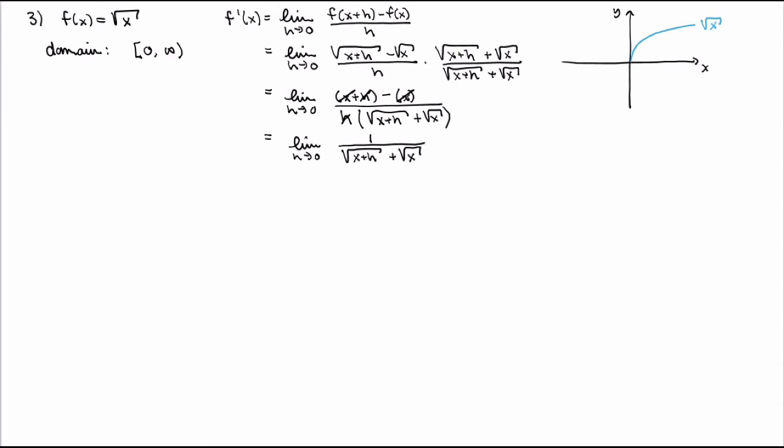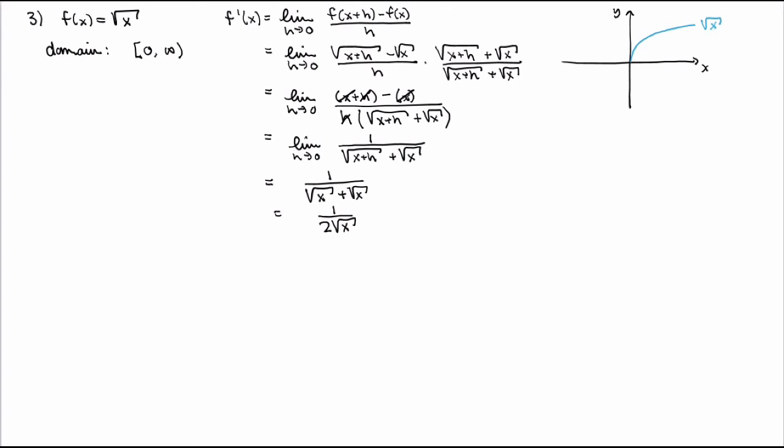Then we go back to the beginning of the flowchart and evaluate at h equals 0. What will we get? Here we'll get 1 over square root of x plus square root of x, which is fine. It's well defined, so that's the end point of the flowchart. The result is that the limit is equal to 1 over square root of x plus square root of x, or in other words, 1 over 2 square root of x.